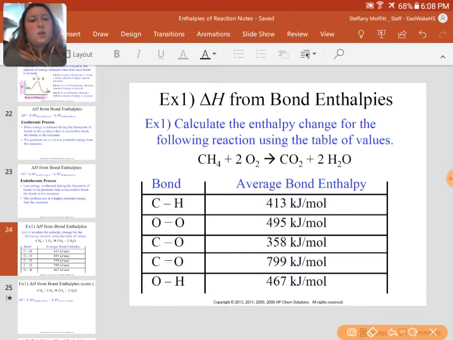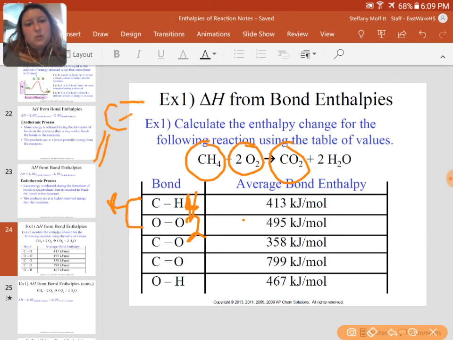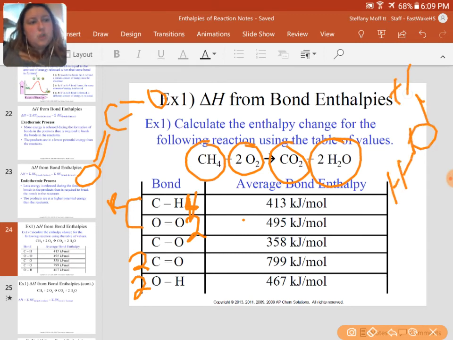So if I look at my equation, I have 4 CH bonds, so I'm going to have 4 of these. I have 2 O2 molecules, so I have an O=O bond, and I have 2 of those. These are my reactants. I have 2 CO double bonds, because CO2 is going to look like this, so I have 2 of these. And then I have 2 HO bonds in each water, because my O is in the center here.